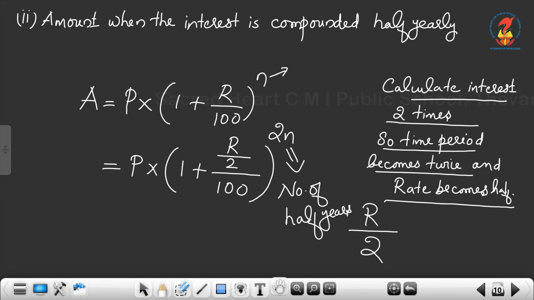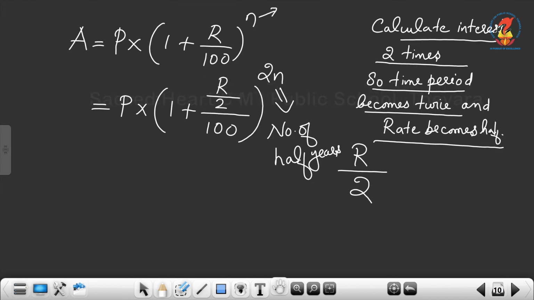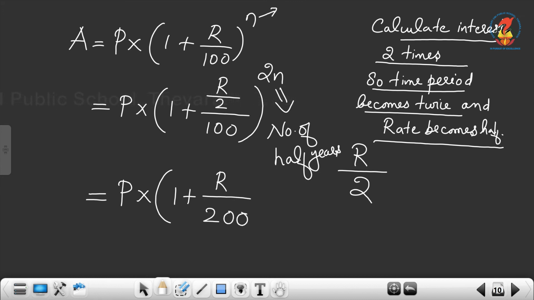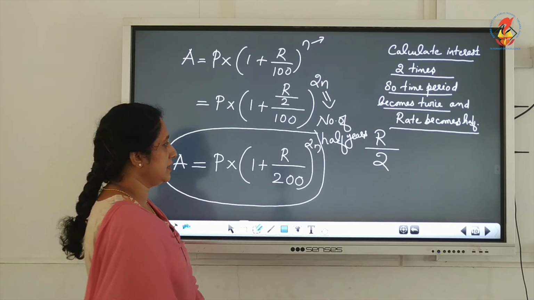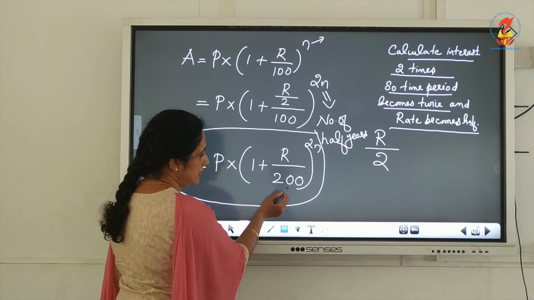So, we can write down the formula like this. When it is compounded half yearly, P into 1 plus R by 200, 2 will come in the denominator. So, we can write it as 1 plus R by 200 whole raised to 2n. So, this is the formula to find out the amount when the interest is compounded half yearly. Compounded half yearly means the rate becomes half, so that is included in the formula.